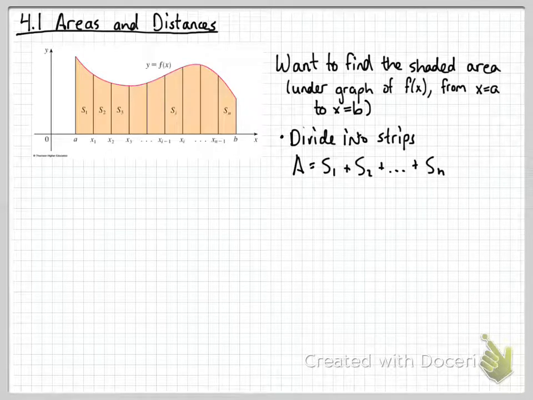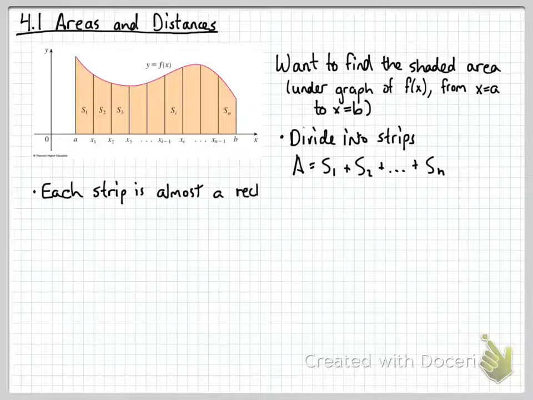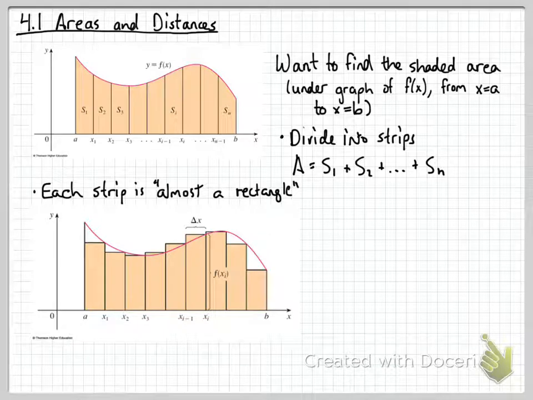And if I divide it into enough strips, each strip looks kind of almost like a rectangle. So I can imagine replacing each strip with a rectangle of a certain height that's approximately the same as the strip. So that first rectangle is about like S1, and the second rectangle is about like S2, and so on. And I can find the areas of all those rectangles and add them up.